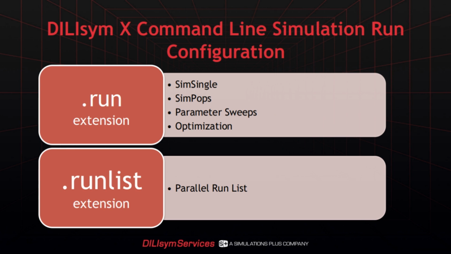Now let's discuss running DILIsym in command line mode. The command line version of DILIsym is capable of running two kinds of files. .run files, which are produced from the DSX GUI for SymSingles, Sympops, parameter sweeps, and optimization configurations. And also the run list file, which is produced primarily from the parallel run list feature.